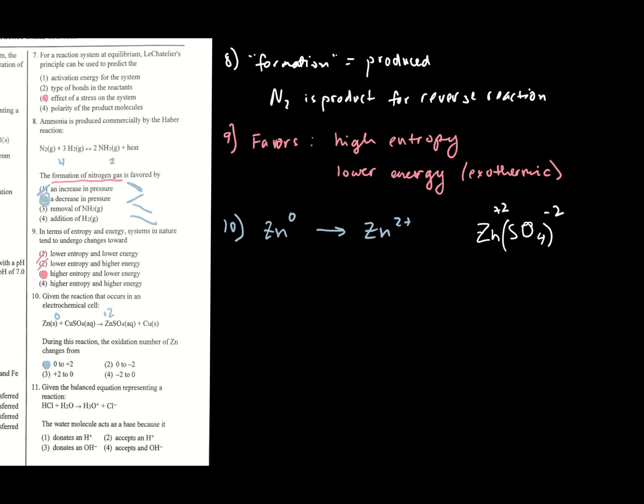Okay. Number 11. Given the balanced equation, the water molecule acts as a base. Okay, so we're looking at the alternate theory. Because this can tell us how water can act as an acid or a base. So this goes into the definition of the alternate theory of acids and bases.